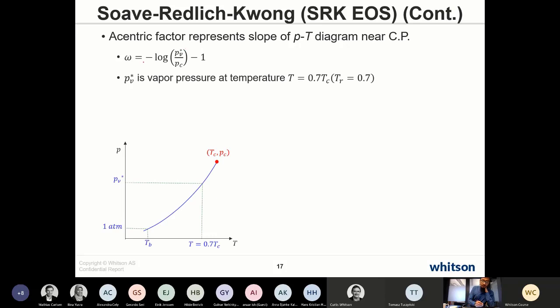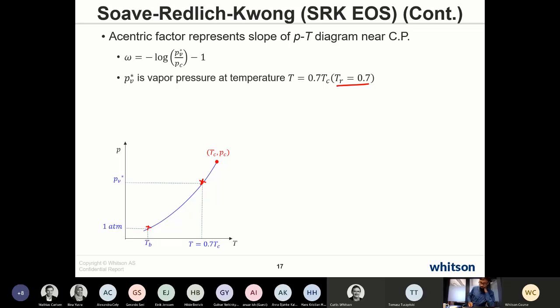The eccentric factor is just a term given to this expression here, which is the log of the vapor pressure with this star, and this is the vapor pressure at the reduced temperature of 0.7, which is 0.7 of the critical temperature. So the temperature is 0.7 of the TC, which is close to the critical point. If you look at this figure, this is your critical point, and here is your vapor pressure star, which is at the T of 0.7 TC. So that's one other point that you can have on the vapor pressure curve, and then you have a boiling point here.